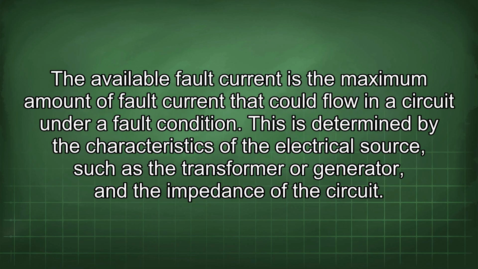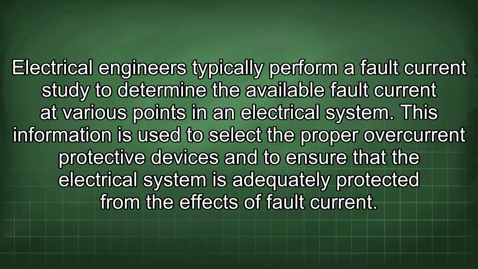The available fault current is the maximum amount of fault current that could flow in a circuit under a fault condition. This is determined by the characteristics of the electrical source, such as the transformer or generator, and the impedance of the circuit. Electrical engineers typically perform a fault current study to determine the available fault current at various points in an electrical system. This information is used to select the proper overcurrent protective devices and to ensure that the electrical system is adequately protected from the effects of fault current.